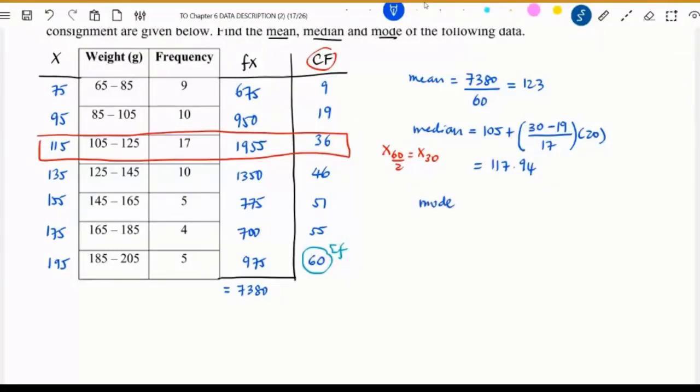Okay, the next one is the mode. So we will refer to the frequency. So the highest one is 17. So the same class as the median. So the lower boundary is 105 plus D1. D1 is 17 minus 10, we get 7. D2 is 17 minus 10 as well, we get 7. So this one is D1, this one is D2. So 7 divided by 7 plus 7 times 20. So what is the total? We will get 115.